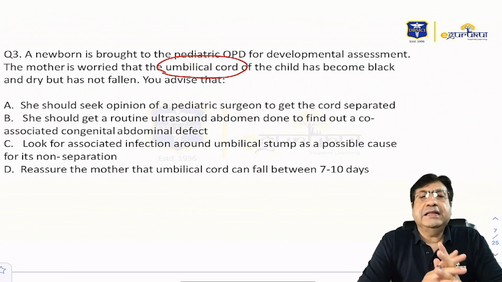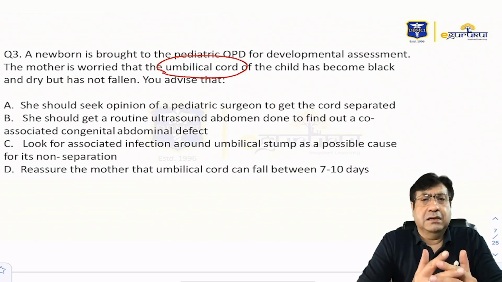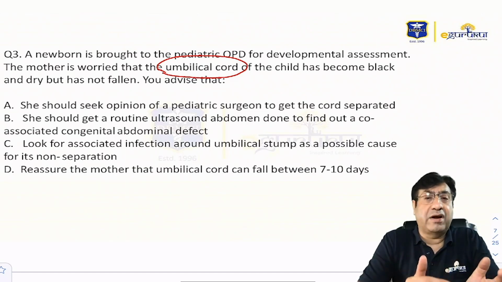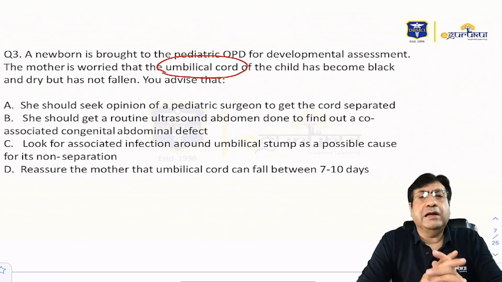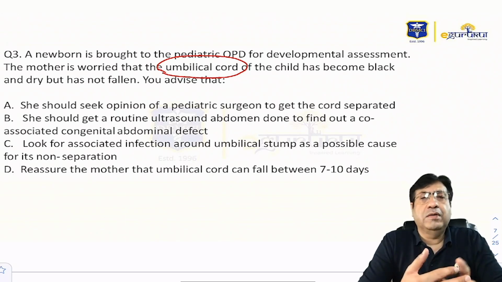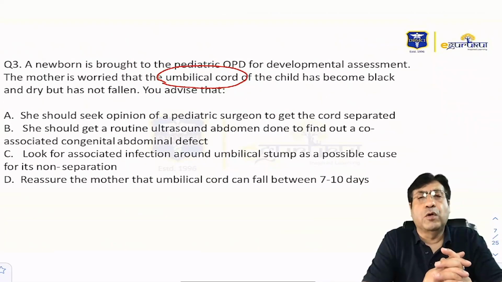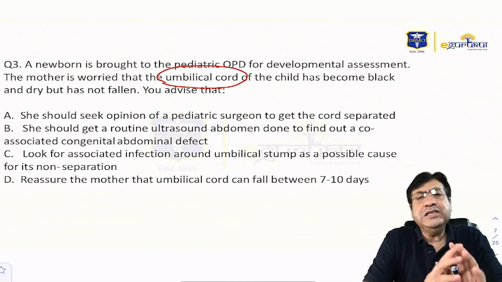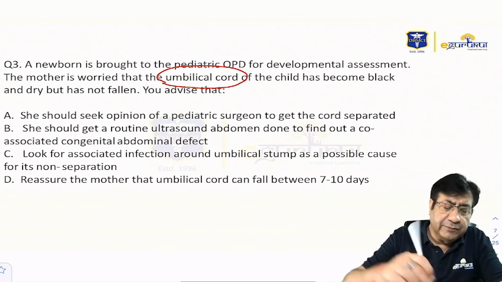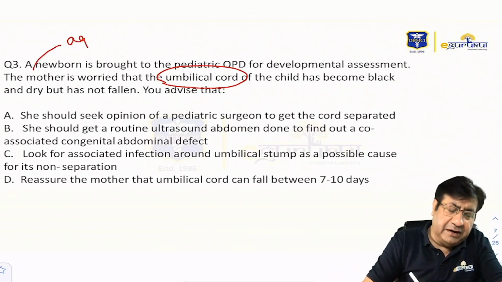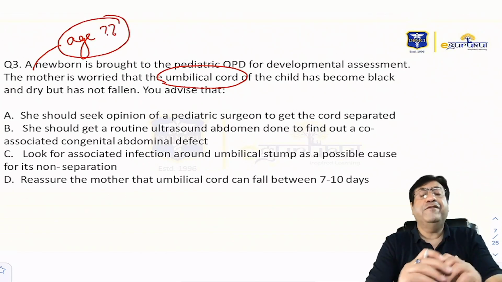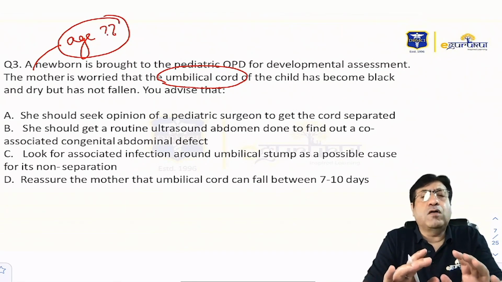The mother is worried that the child's umbilical cord has become black but has not fallen. So the umbilical cord has become black and is now dry, but the mother is worried that it has still not fallen. Probably someone from the family or the neighborhood may have given her the indication that if the umbilical cord has not fallen in a newborn, then this indicates an abnormality. Now, to be very frank, since the age of the child is not mentioned here, it is a little difficult to answer whether it is truly pathological that the umbilical cord has not fallen.